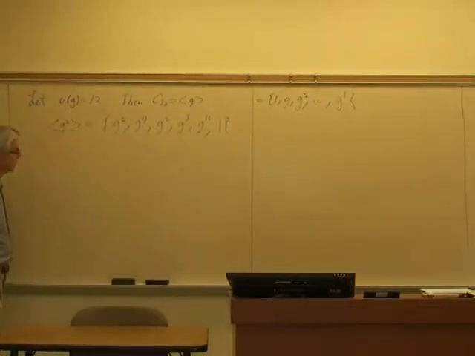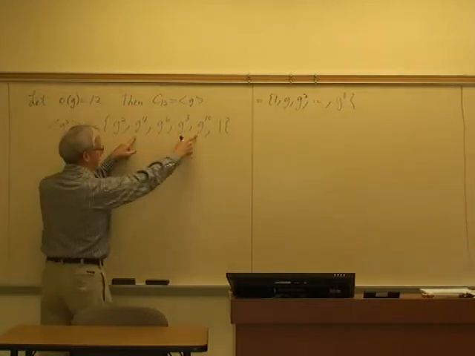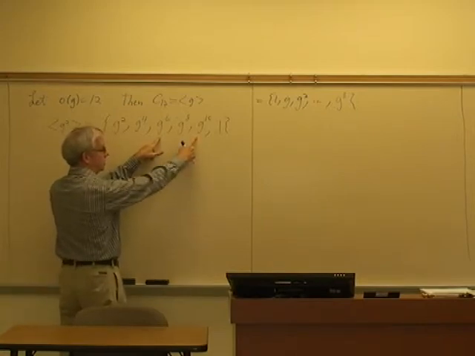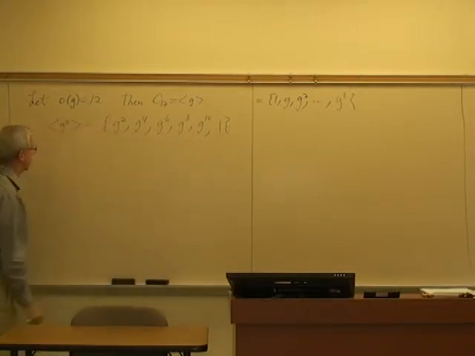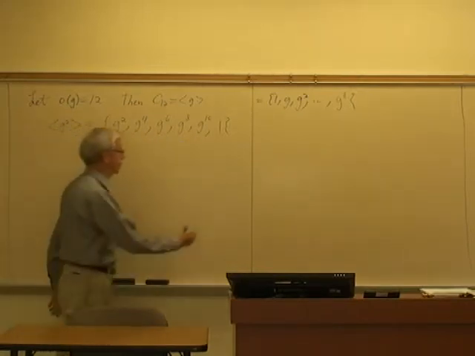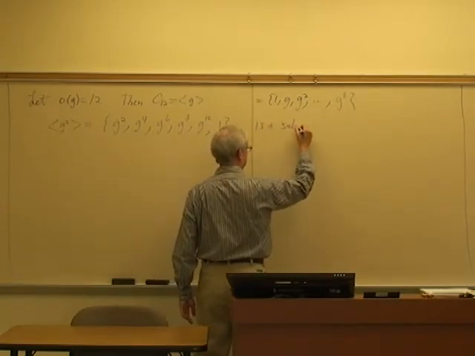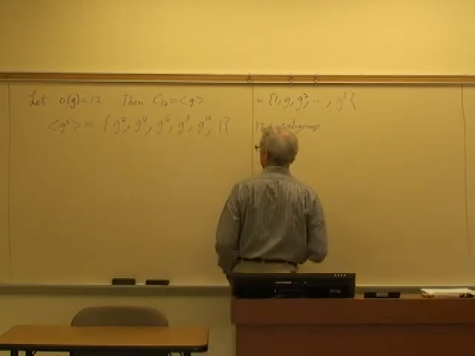So we're done, right? And if I multiply any two of these, G to the fourth times G to the sixth is G to the 10th. G to the sixth times G to the 10th would be G to the 4th, because G to the 12th is 1. So you should be able to see that this is a subgroup, because it's closed, has identity.